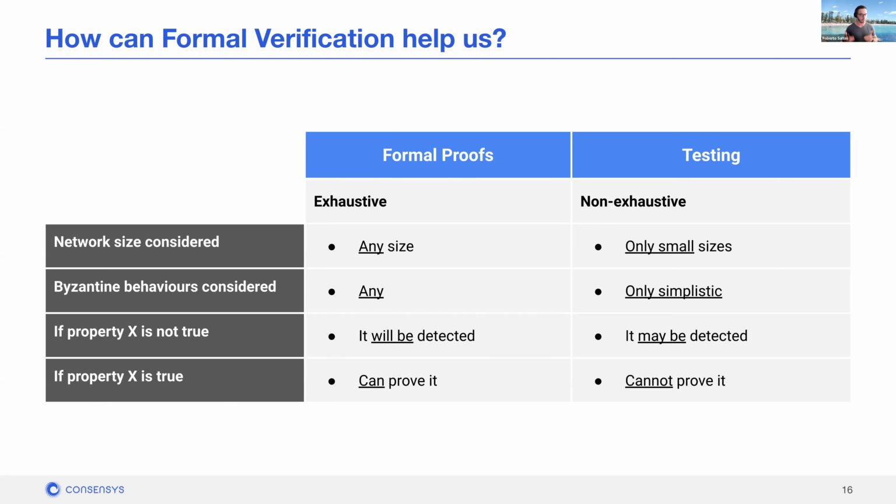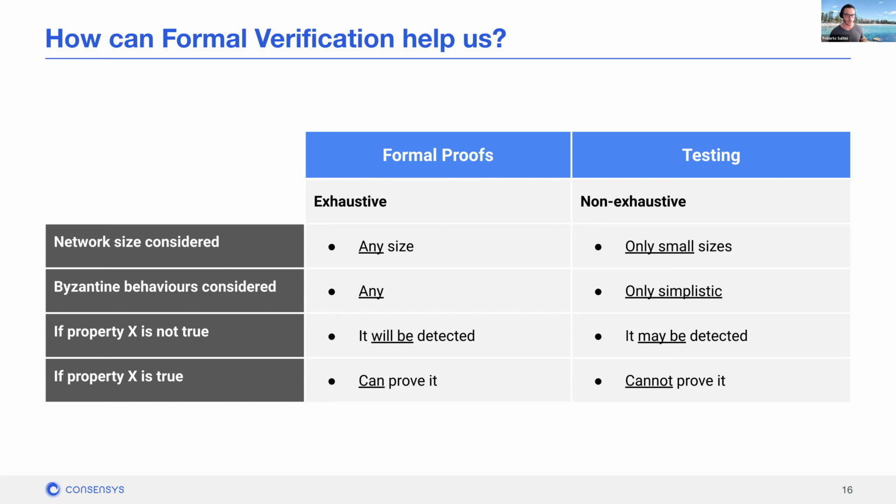Also, if a given property is not true, through the formal proofs it will be detected. Basically, we will never be able to put together a formal proof that checks. Of course, it's up to the experience of the people putting together formal proofs to actually reach a point where they understand that there is a problem, but at least you will never get to the point where you think that something is true, but it's not true. Whereas in testing, all your tests might pass, but the property might still not be true.